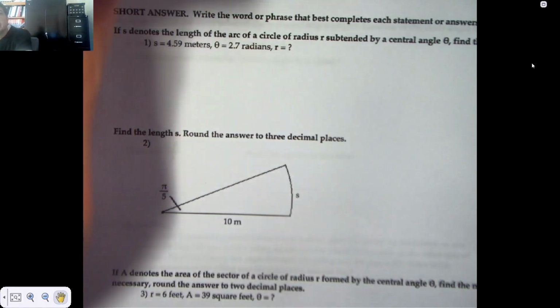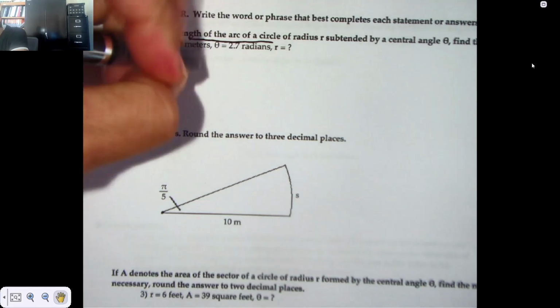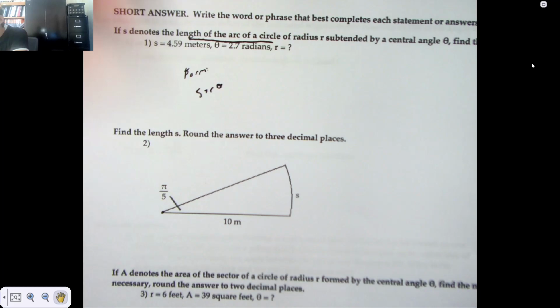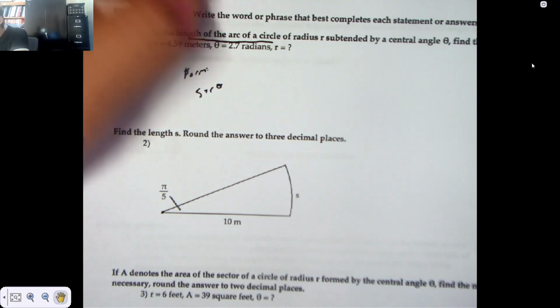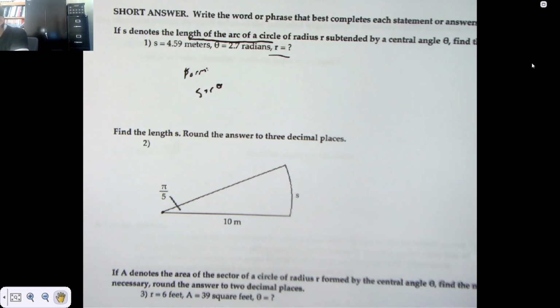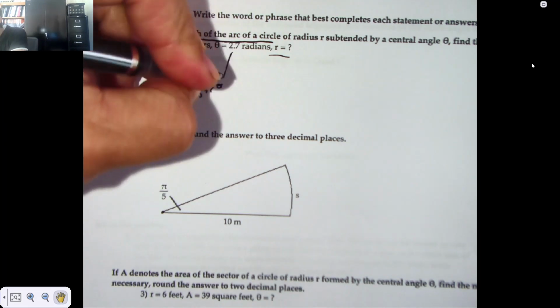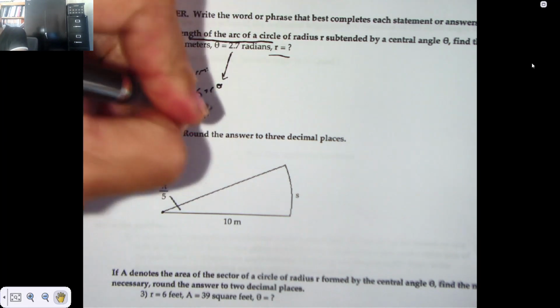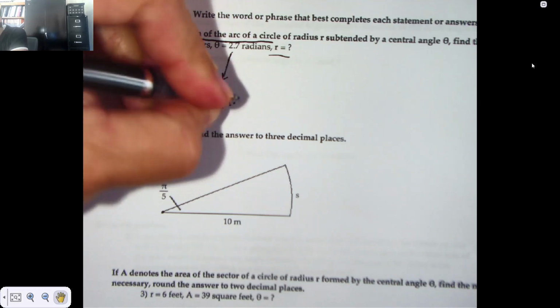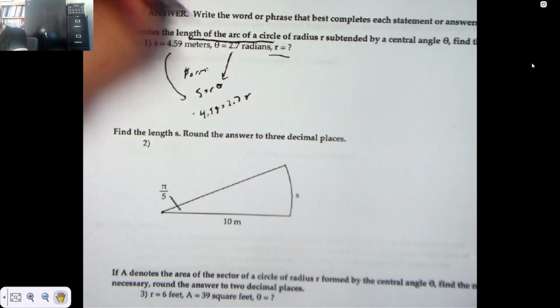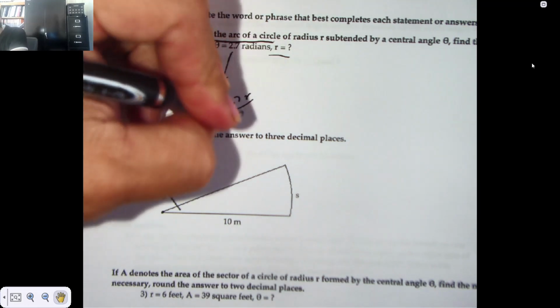Alright, if S denotes the length of the arc, so notice they talk about length of the arc. So I'm gonna write me a little formula. It's S equals R theta. Find the missing quantity. Alright, so S is 4.59. Theta is 2.7 radians. 4.59 equals 2.7 times R, and I don't know what the radius is, R. So I just divide both sides by 2.7.